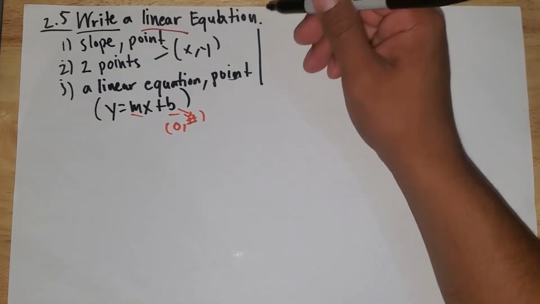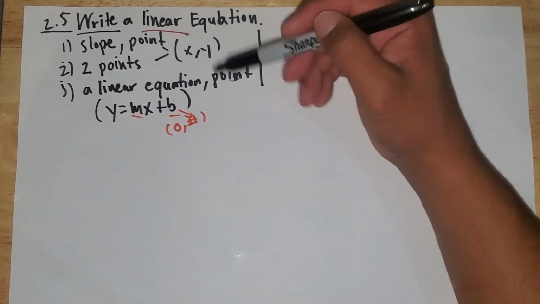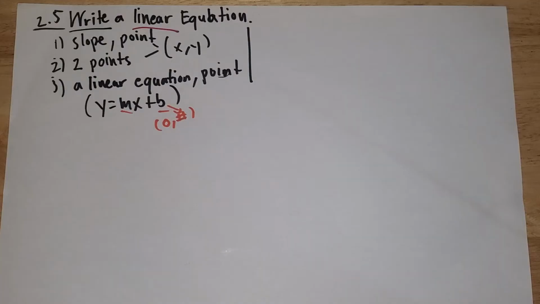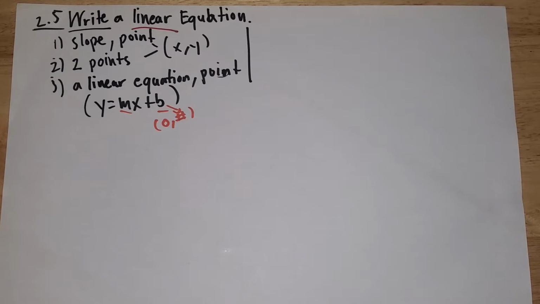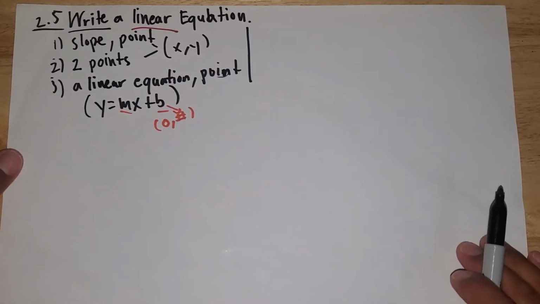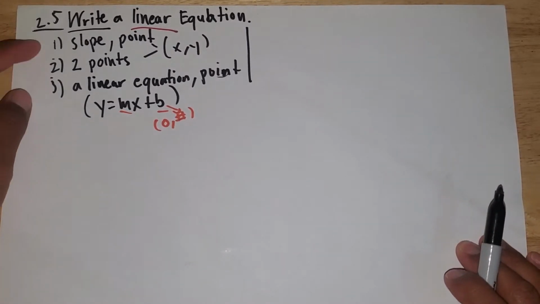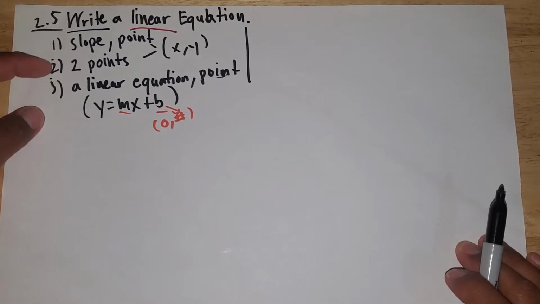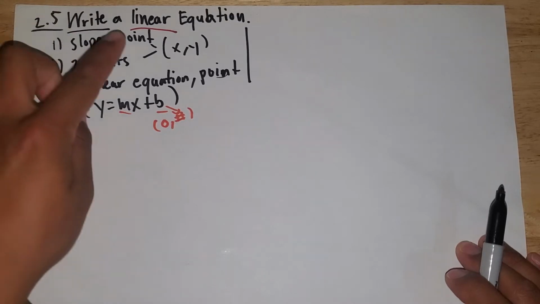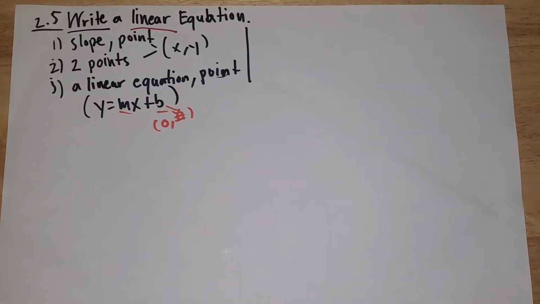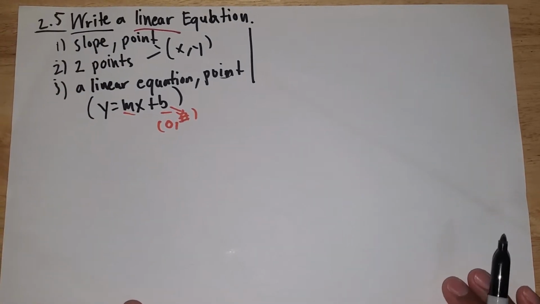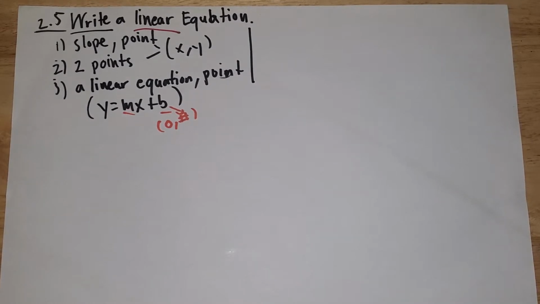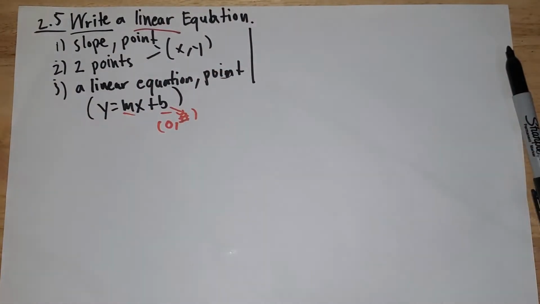Sorry, I moved the camera, so I'll just pause it for a second. So these are the three cases that we're going to look at. And for each single case, if we're going to be writing a linear equation, we're going to need a formula to help us write this linear equation. And this is the formula I always use. So I'm going to box it over here.